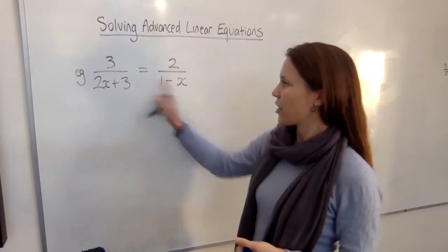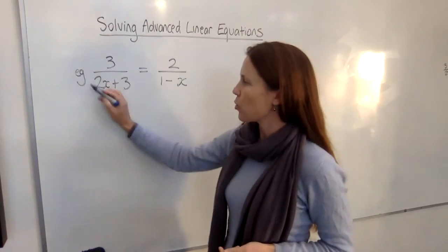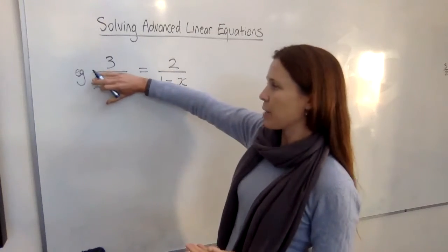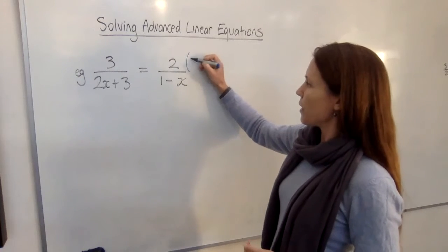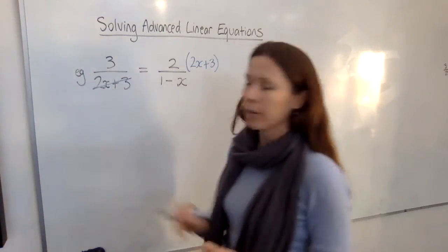This example has fractions on both sides. Now you can use the same strategy here. To get rid of this 2x plus 3, you'd need to multiply both sides by 2x plus 3. That would disappear it from this side, leaving you just with a 3. But you'd get multiplied by 2x plus 3 over here, wouldn't you? Okay, and this would go.